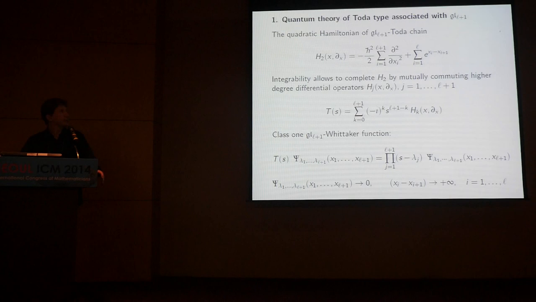So the Toda chain has a quadratic Hamiltonian with exponential potential terms. And integrability implies that you can complete this quadratic Hamiltonian by adding higher differential operators, higher Hamiltonians. What we are interested in is the solution of this theory: the common eigenfunction for these Hamiltonians with appropriate asymptotic conditions, which more or less mean that the solution is bounded.